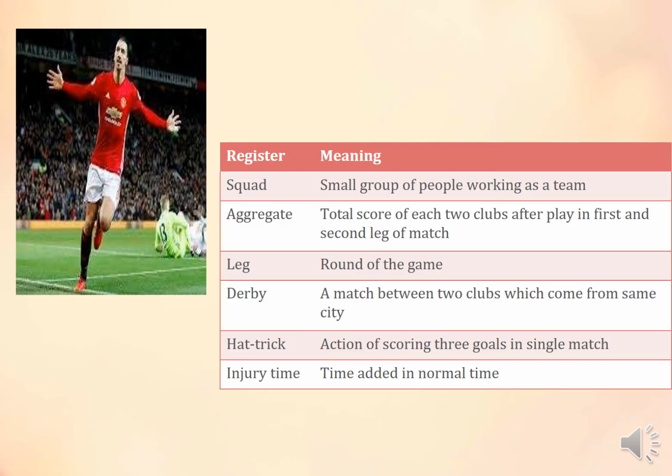So, squad means a small group of people working as a team. Aggregate is the total score of two clubs after the first and second leg of a match. Derby is a match between two clubs which come from the same city. A hat trick is the action of scoring three goals in a single match. And injury time is time added to normal time.